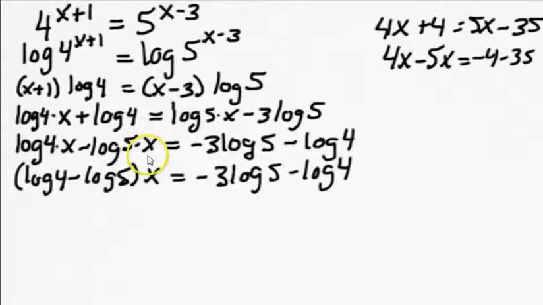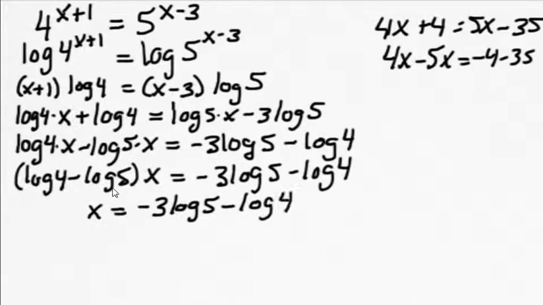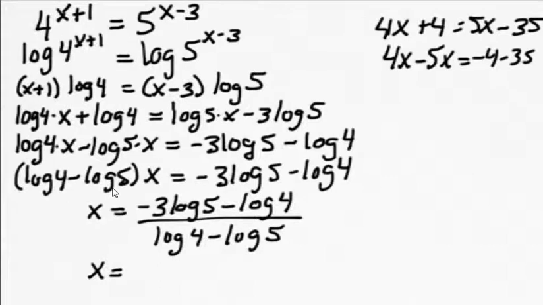Now I want to get x by itself, so whatever is multiplied times x, everything in this parentheses, I divide by that on both sides of the equation. So I end up with x equals negative 3 log 5 minus log 4, all over log 4 minus log 5. And then I put this into my calculator.